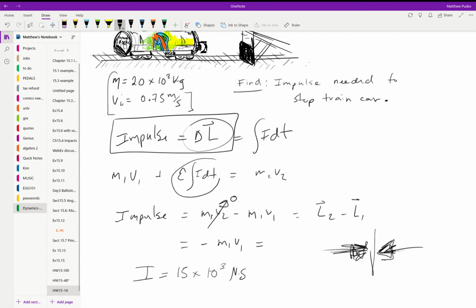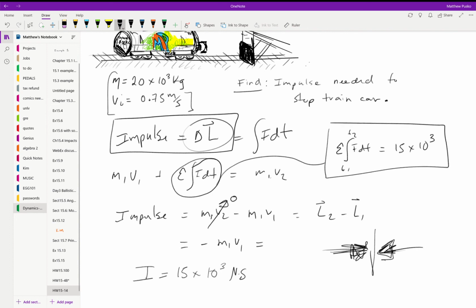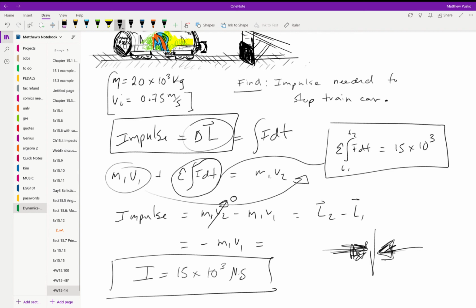We could have taken this and solved for it also and gotten that the summation of all the impulses, T1 to T2, even though we don't know any of this information, we can still say that all of that equals 15 times 10 to the third. Either solution works. Basically the same thing, right? We just took this and threw it on the other side, and that's how we got our definitions.